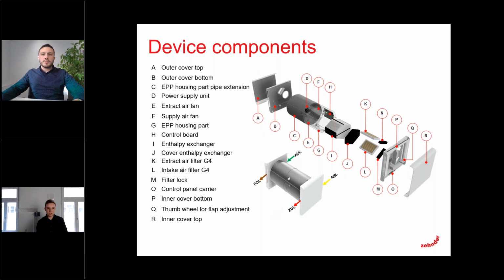Inside we have the inner cover. This is what you can also see here. This is a Comfort Air 70, and this is how it looks from the inside. Here you can also see the grills of the unit on each side. On one hand side we have supply air, on the other hand side we have extract air.